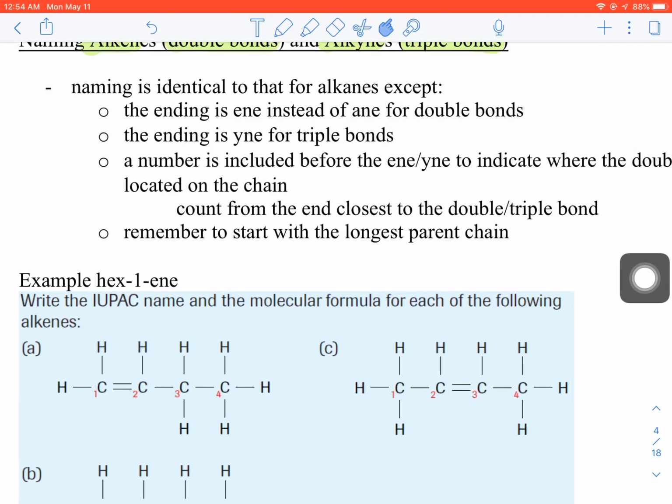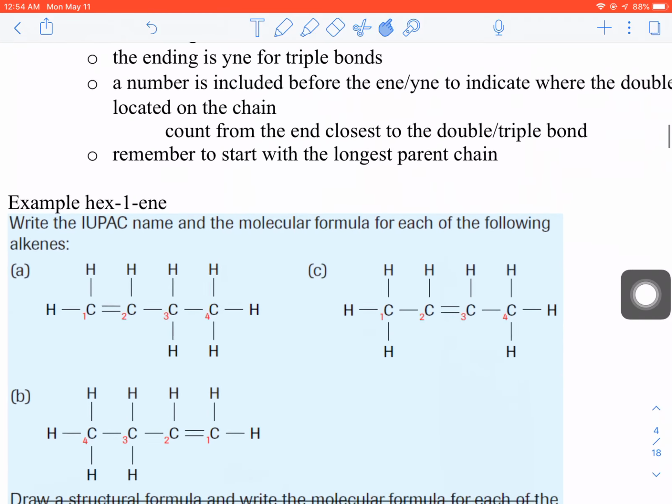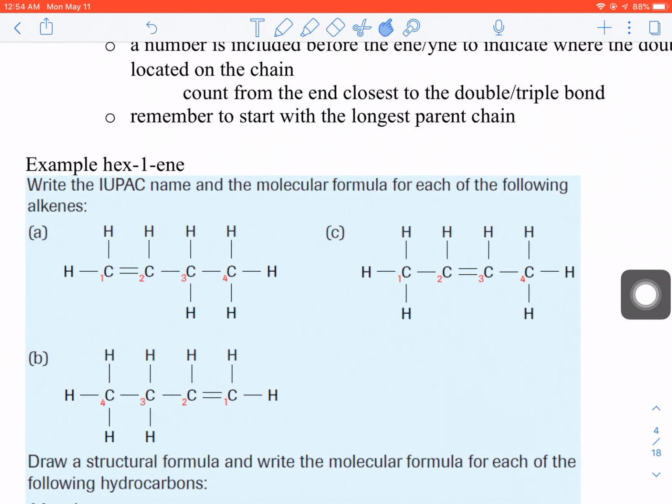Now, I've got a bit of a problem here, because if A is butene, and C is butene, and let me just scroll up here, and B here has 1, 2, 3, 4 carbons, it's also butene. So I've got 3 butenes here. Now notice that A and B are exactly the same, right? This one has got a double bond on the first carbon. This one has a double bond on what would be the first carbon.